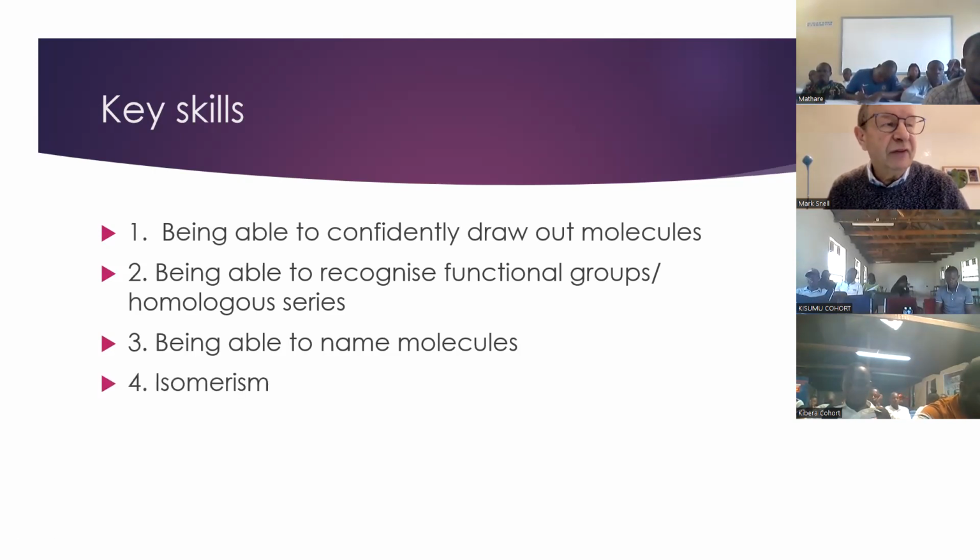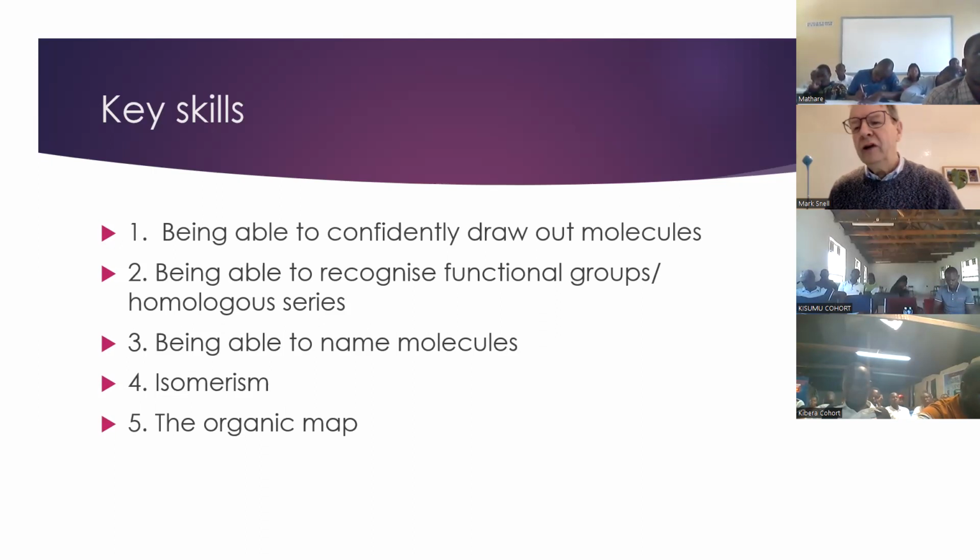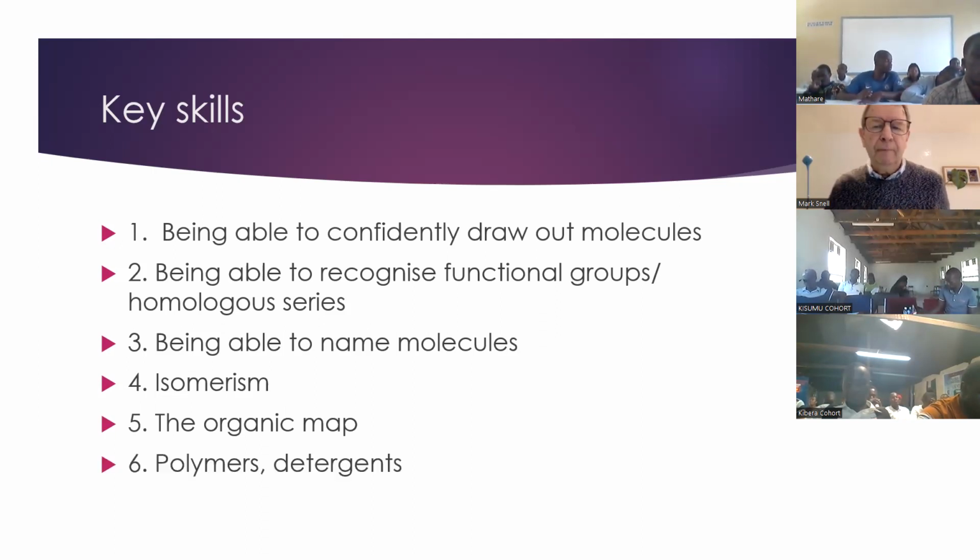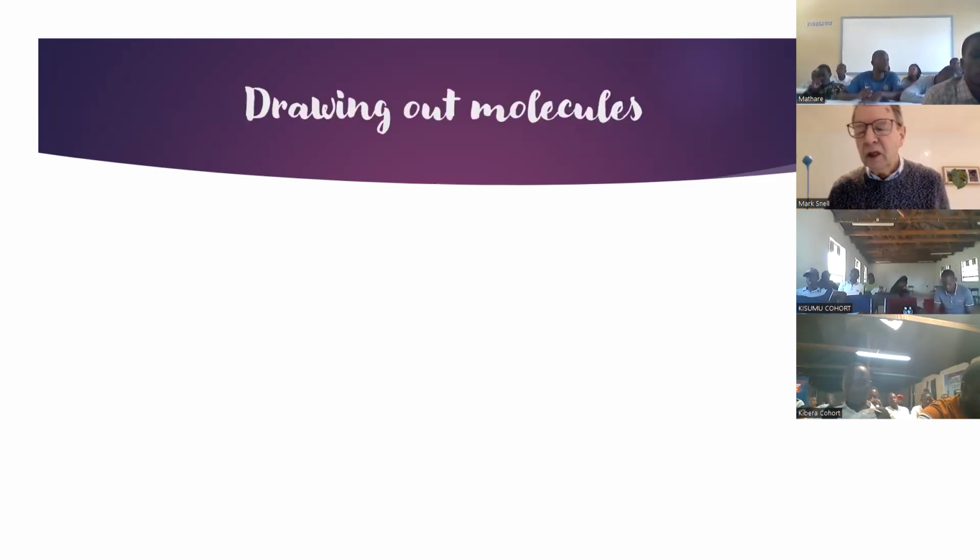Isomerism: understanding its definition, but also being able to recognize it and recognize when it's not. And then what I call the organic map, which I think is really vital. And then there's all the stuff like polymers and detergents. So I'm just going to run through my highlighters, which I tell the students they've got to be able to do.